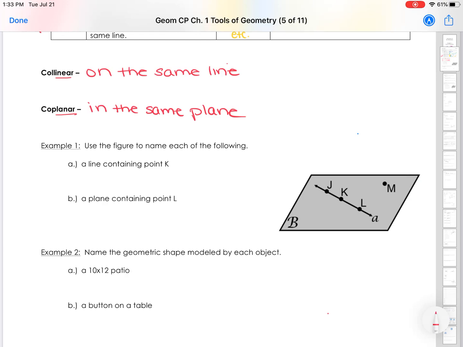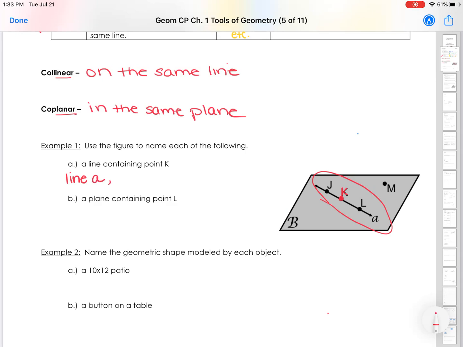So in this example, what we want to do is use the figure to name each of the following. So the first thing we want to do is name a line that contains point K. So here is point K and a line containing it. We see that's this line right here, so we can label that a few different ways. One way is by saying that it is just line A, that lowercase cursive letter A.